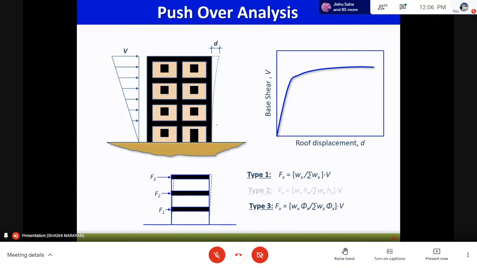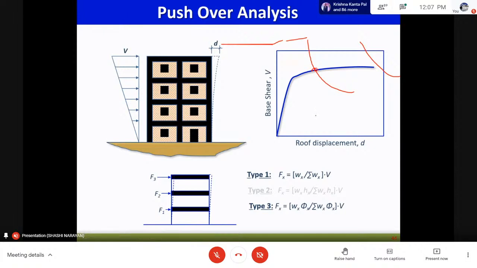If our elastic spectra demand is beyond this, that means the structure is going to fail. If our demand is over here, like if we have something like this demand, then this is the performance point, and that will be the displacement we can expect when we have the earthquake.